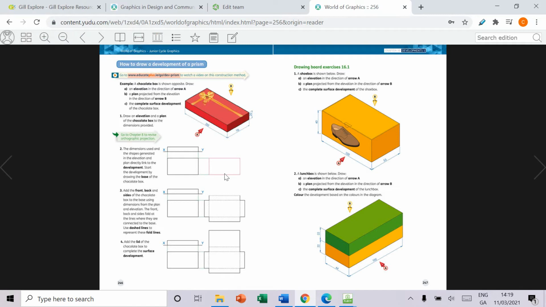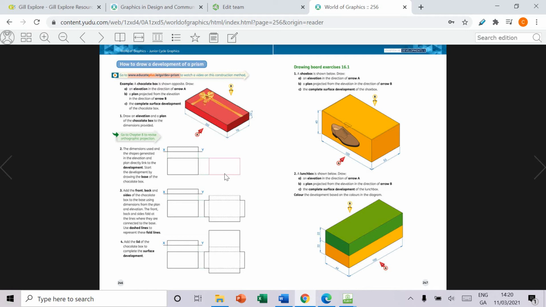Okay lads, so today we're looking at page 247 of our books and we're on question 2. So a lunchbox is shown below. Draw the elevation in the direction of arrow A, a plan projected from the elevation in the direction of arrow B, and then complete a surface development of the lunchbox. Colour the development based on the colours in the diagram. So we're given this lunchbox and we're asked to draw a surface development of it.